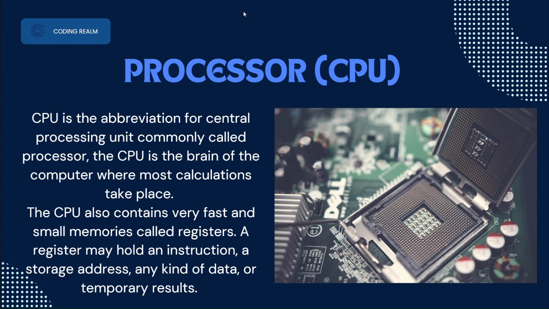The CPU also contains very fast and small memories called registers. A register may hold an instruction, a storage address, any kind of data, or a temporary result. This is the importance of the CPU in our computer, and this is what the CPU is. It's a very important processor in our computer. Without the CPU, the computer doesn't work because the CPU is the brain of our computer.